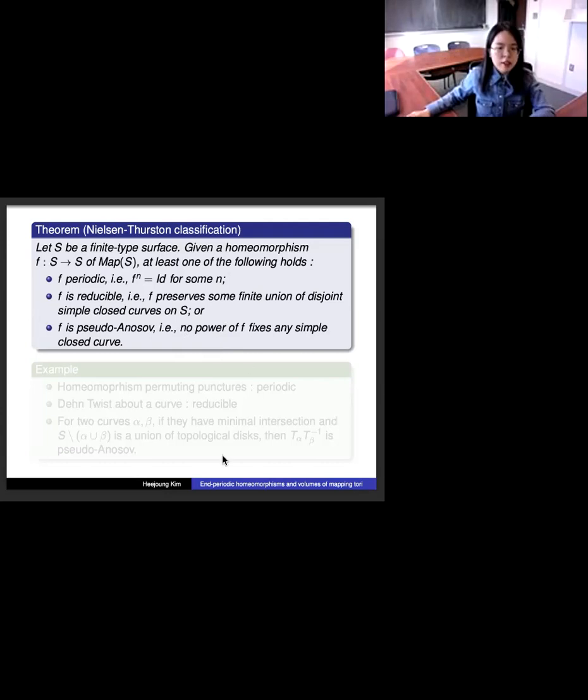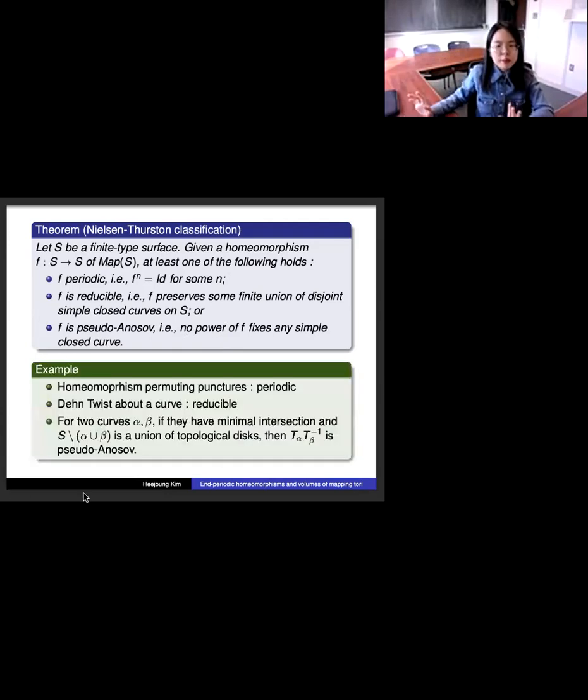So here are some examples of each type. Homeomorphisms permuting punctures have finite order, so they're periodic. And the Dehn twist about a curve is reducible because it preserves the curve we use for the Dehn twist. And there is Thurston's construction of pseudo-Anosov elements.